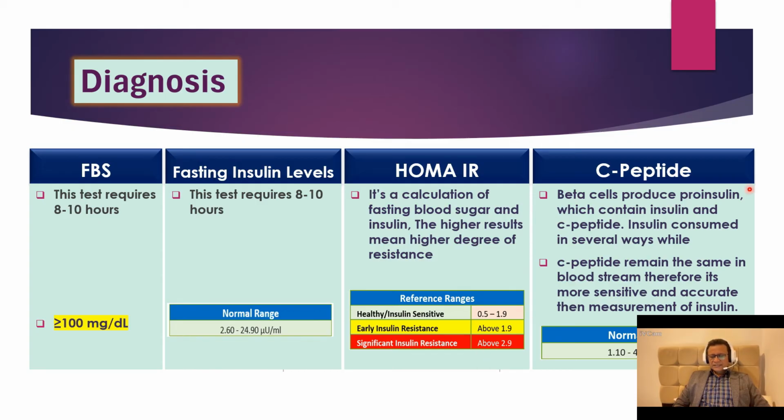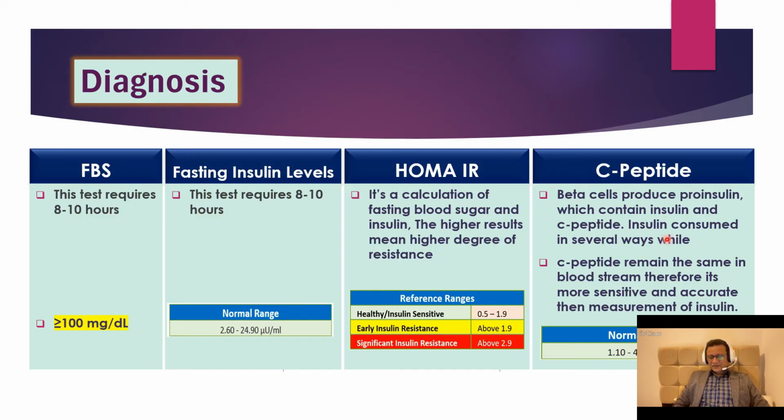Another useful test is C-peptide. By C-peptide, we can indirectly measure insulin levels, because our beta cells first produce proinsulin, not directly insulin. This proinsulin contains insulin and C-peptide. When beta cells release insulin into the blood, at the same time they release C-peptide. So the amount of insulin is equal to C-peptide when insulin is released into the bloodstream.